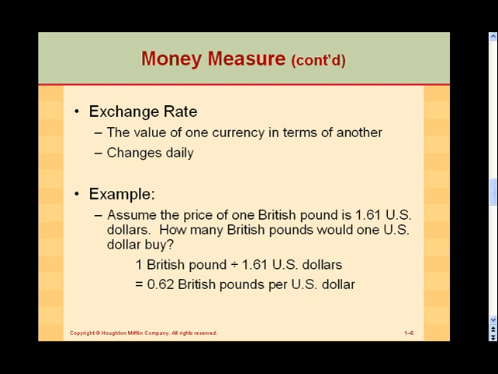The value of one currency in terms of another is known as the exchange rate, and these change daily. As an example, assume the price of one British pound is $1.61 US dollars. How many British pounds would the US dollar buy? You take the British pound and divide it by its value in terms of dollars, which is 1.61, and you would get 0.62 British pounds per US dollar.